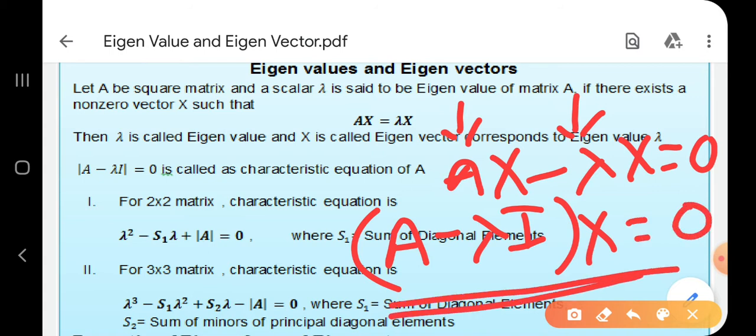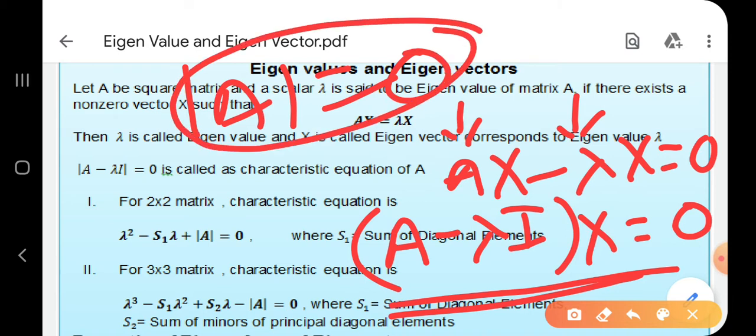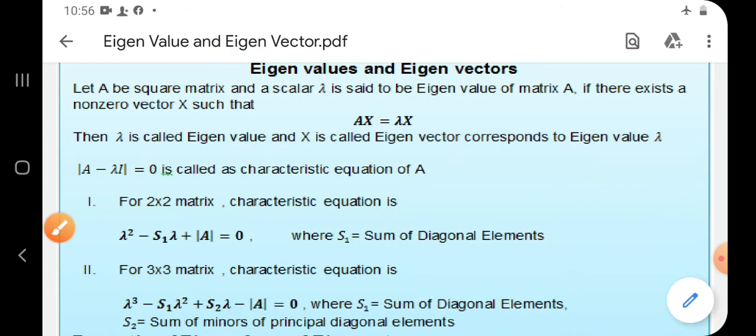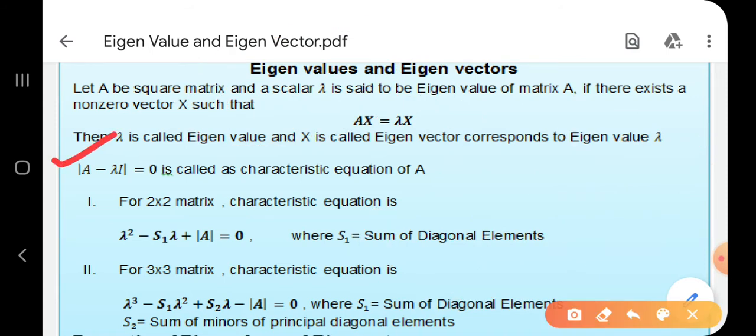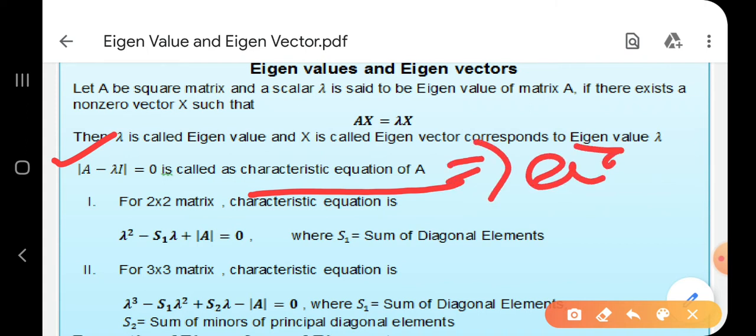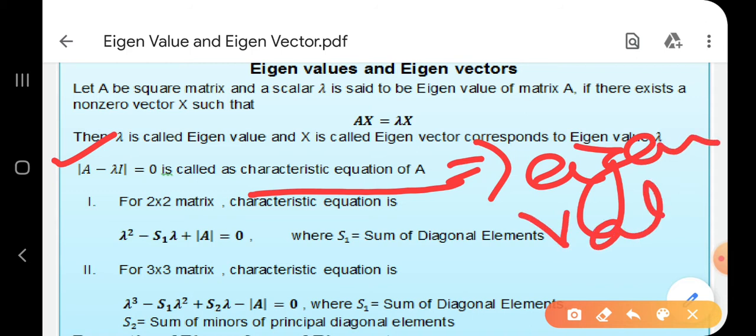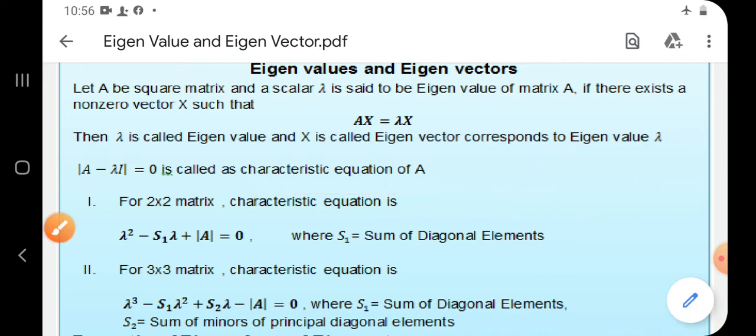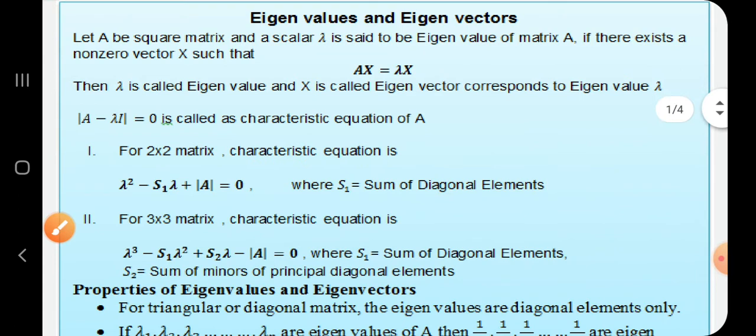And the homogeneous system has a non-trivial solution if determinant of A equal to 0. Correct? So which determinant is required here? Determinant of A minus lambda I is required. So we define here: if determinant of A minus lambda I equal to 0, it is called the characteristic equation of matrix A, and it gives eigenvalues. This characteristic equation gives us eigenvalues. Understood?